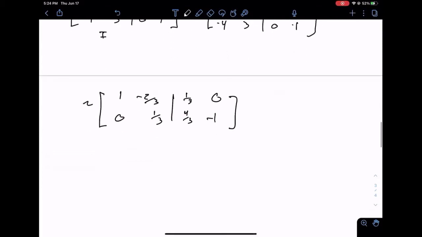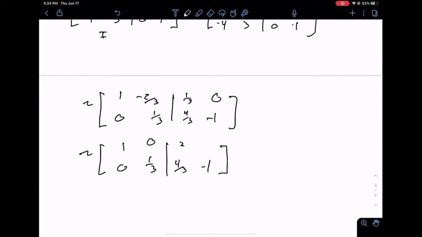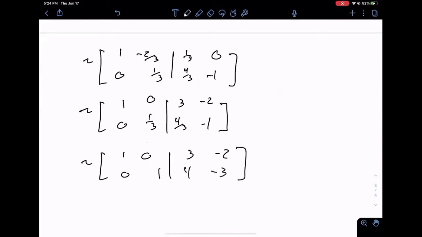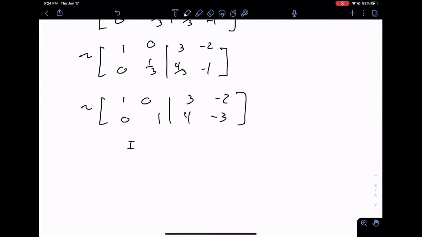I want to eliminate this 2/3. So let's say I multiply the bottom row by 2 and add it to the top row. And then finally, I can just multiply the bottom by 3. So I have the identity matrix here. And then this is the inverse of the matrix I started with. So this is the inverse of this.